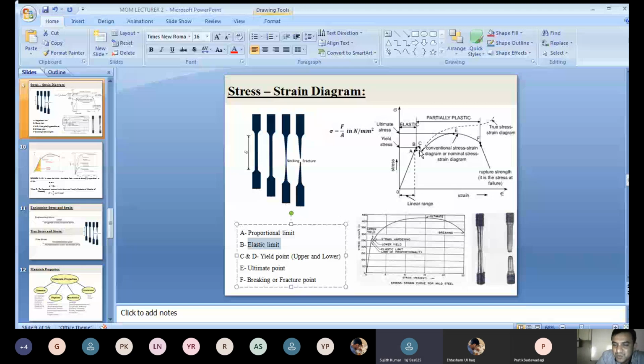Another doubt, sir. This rupture strength is also called the fracture point, right, sir?